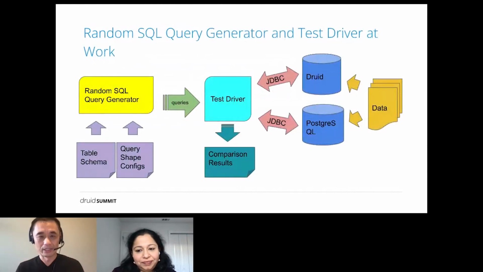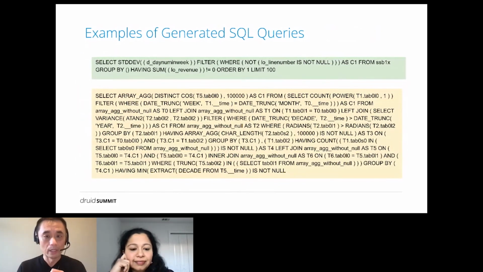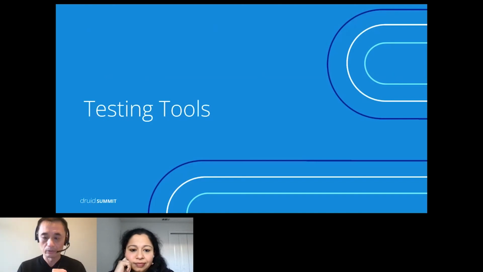You can see the generated queries. You feed the table schemas and query shape configurations to the test driver. The test driver drives the queries through JDBC to Druid and Postgres, and the data obviously has to be preloaded. Then we compare the results. And here are examples of generated queries. As you can see, these might not be human readable, but trust me, they are valid queries, and Druid can run them. And so can Postgres. Postgres must be able to run them.